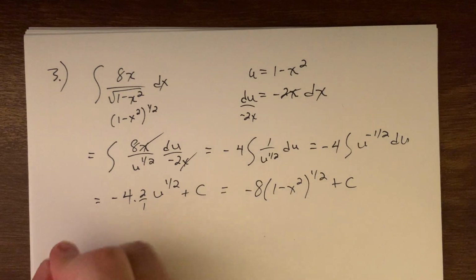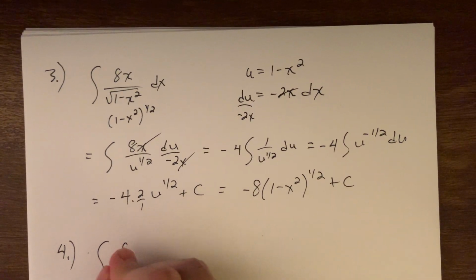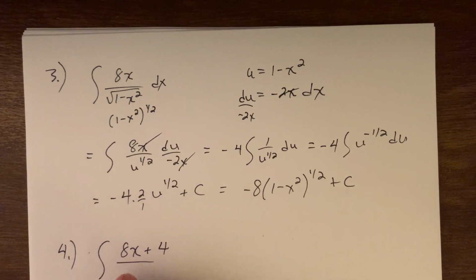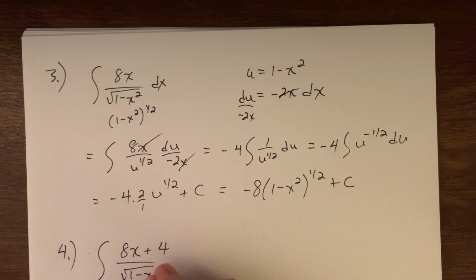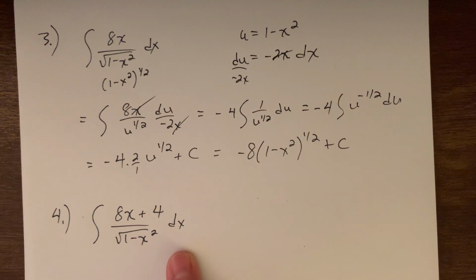Okay, now number 4. Now I'm going to push you a little harder here. And this is where we're going in Chapter 7, everybody. So a little bit of a sneak preview. Again, Chapter 7, more integration, higher levels of integration. And some of those higher levels is just a matter of being clever.